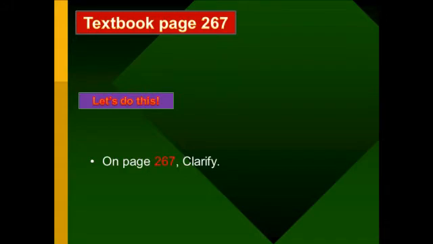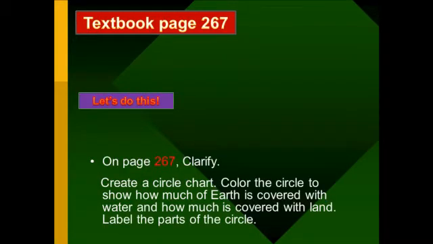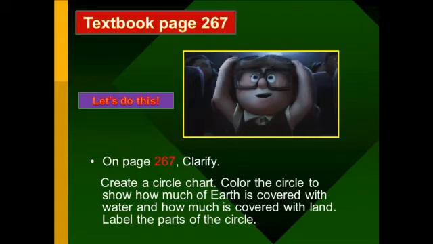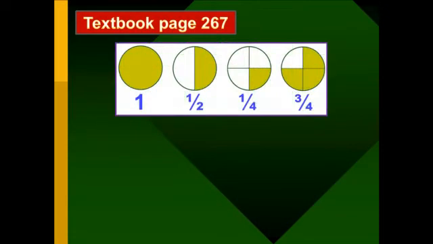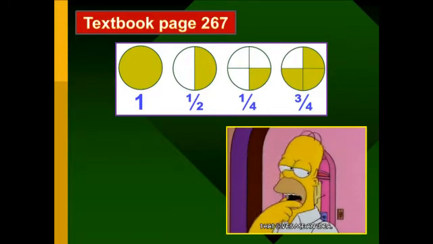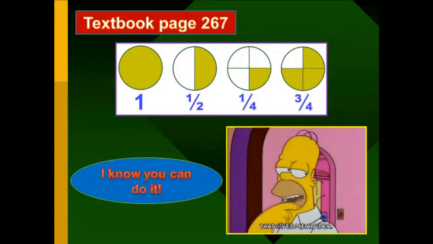And now, activity time. Let's do this. On page 267, clarify. Create a circle chart. Color the circle to show how much of Earth is covered with water and how much is covered with land. Let's label the parts of the circle, okay? And to give you a hint or a clue, in your activity, I have here a list of choices, okay, that will give you idea. I know you can do it.